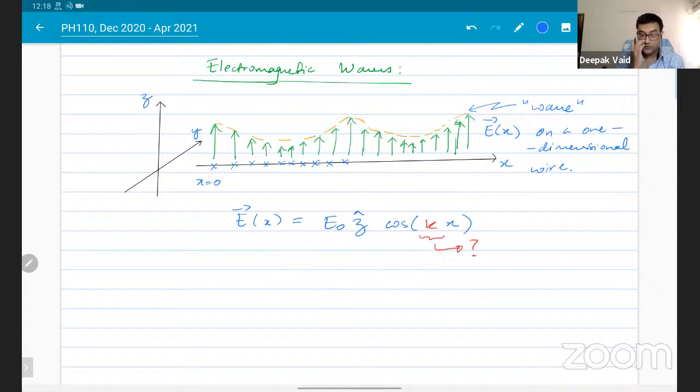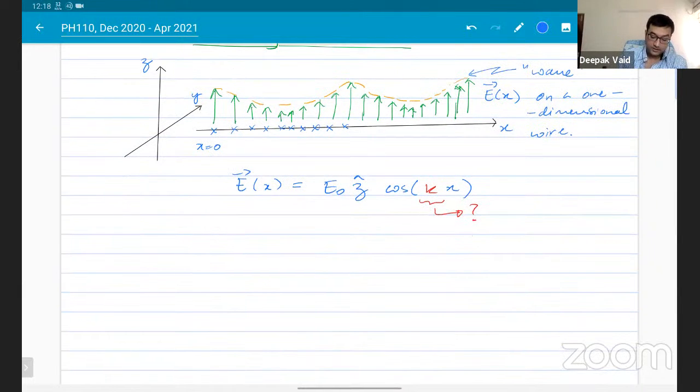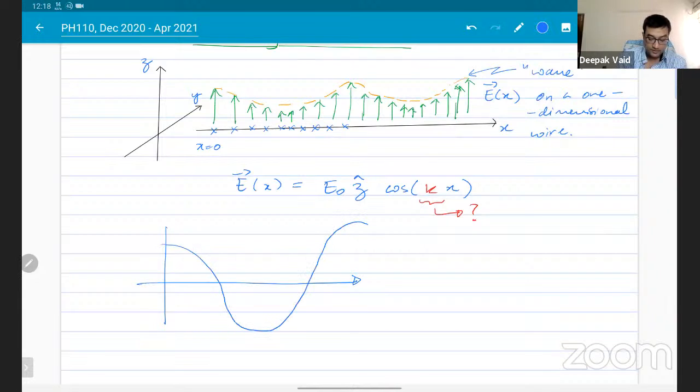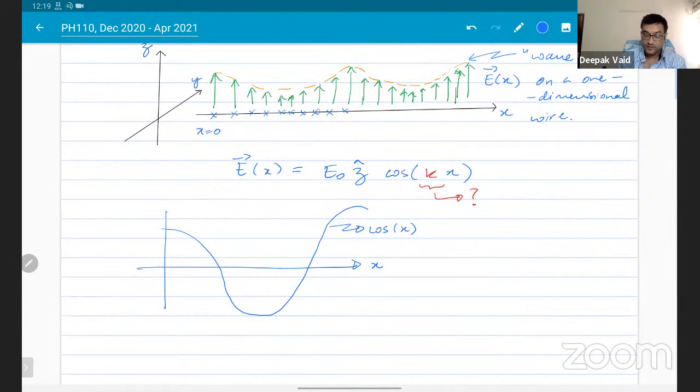So this is very important to understand, not only for electromagnetism, but also for the next section, which is quantum mechanics. Let's say that I just have a function like this, a cosine of x. This is cosine of x. Now this is a wave, right? What would you say is the wavelength of this wave?